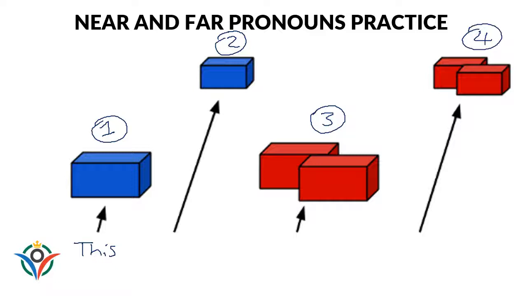In the second example, we have an individual box that is far away from the speaker. So we refer to this as that box. In the third example, we have a group of boxes that are near to the speaker, and so we refer to it as these boxes. And then in the fourth example, we have two boxes that are far away from the speaker, and so we use the demonstrative pronoun those boxes. Okay, so I hope that is making sense to you if you weren't familiar with the demonstrative pronouns.